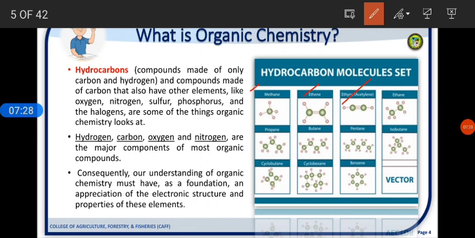Okay, so for the single bonds, we're going to use the suffix "ane." For the double bond, you're going to use the suffix "ene." And lastly, for the triple bonds, you're going to use the suffix "yne." Or alkane, single bonds; alkene, double bonds; alkyne, triple bonds. Okay, I hope that's clear.